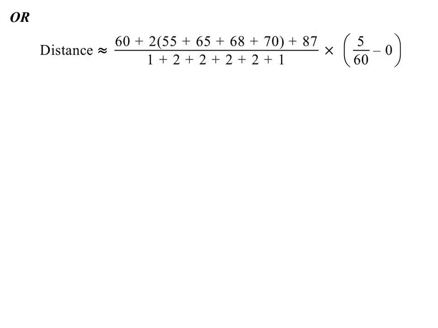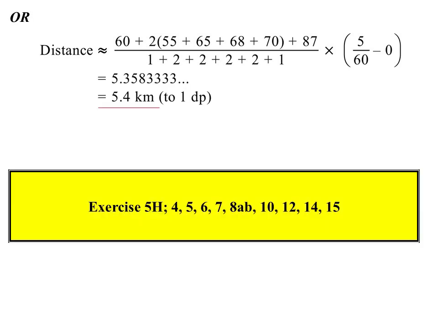If I was to use the alternative setting out, there it would be. So it's our function values times the appropriate ones. On the bottom, 1 plus 2 plus 2 plus 2 plus 2 plus 1, and then the final bit is the overall width, and so we were going from 0 to 5 on 60. And amazingly, it comes out to be the same amount. Okay.